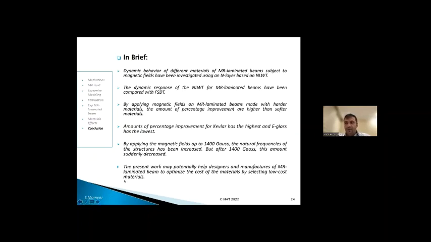The present work shows that designers and manufacturers of structures can optimize the materials by selecting low-cost materials and applying the magnetic fields.